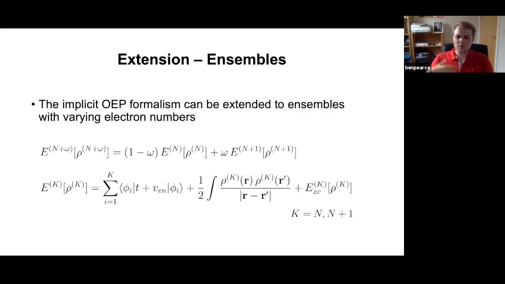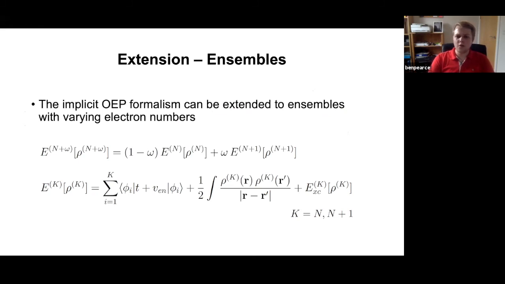So this OEP, an implicit form, can be applied in a number of different ways. And one of the interesting applications that I've started looking at now is the extension to ensemble systems. So in particular, the ensembles of varying electron numbers.